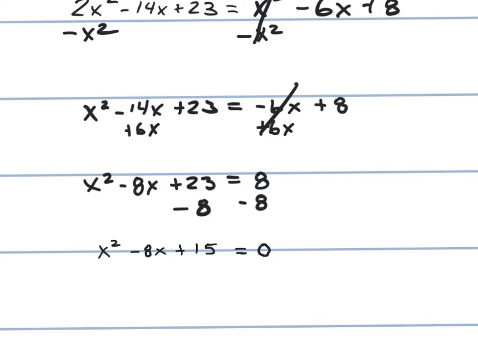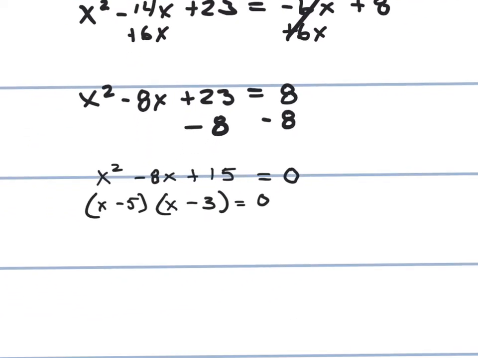Now, I'm supposed to solve this. How do I solve that? Let's factor it. Two things that multiply to give me 15 that add to equal negative 8. Negative 5 and negative 3. How do I solve this? Set each one of them equal to 0. X minus 5 is equal to 0. And x minus 3 is equal to 0. The first one becomes x equals 5. The second one becomes x equals 3.